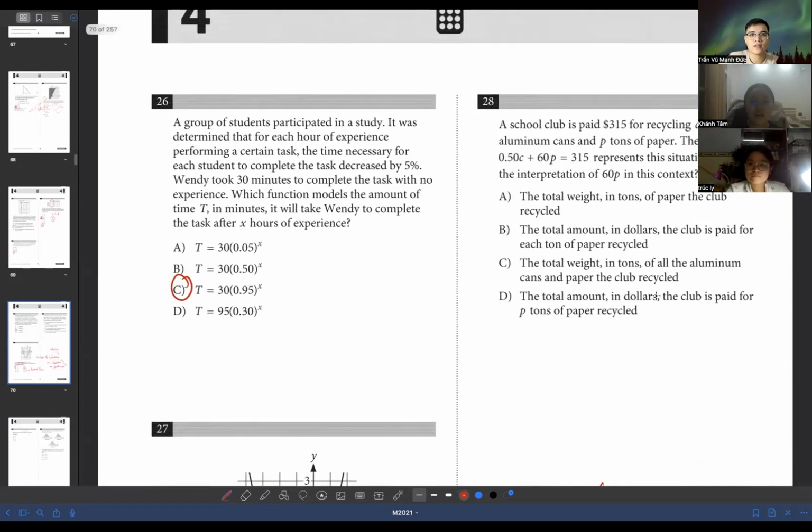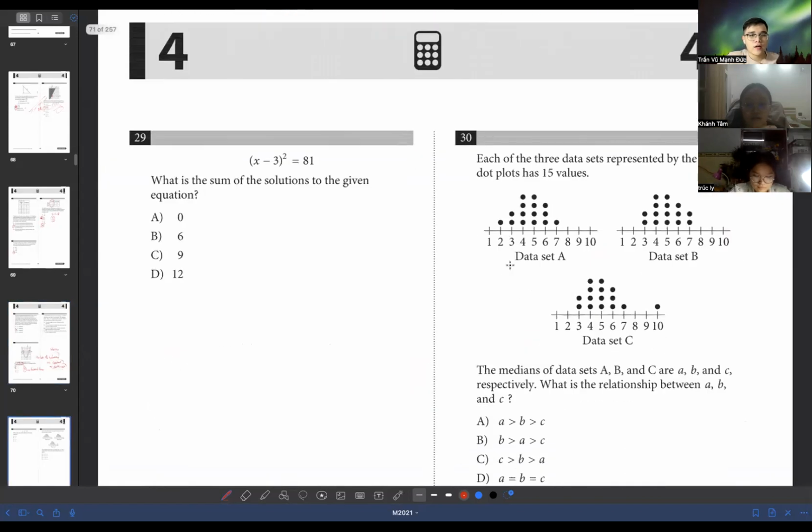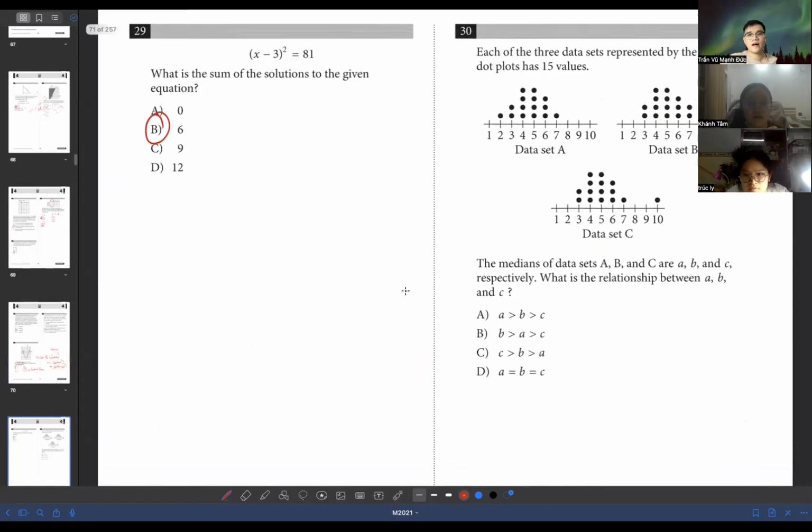Great. Next is 28. 28D. D, great, very good. 29B. B, the solution, quite easy. And 30D. D, all right. Wait, let's see. Each of the 3 data sets represented by 3 dots has 15 values.